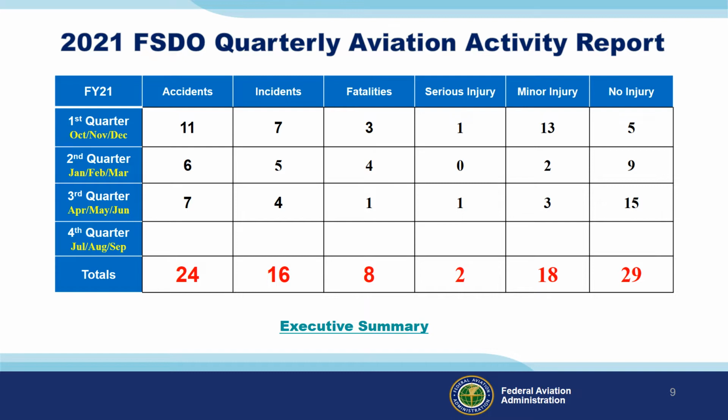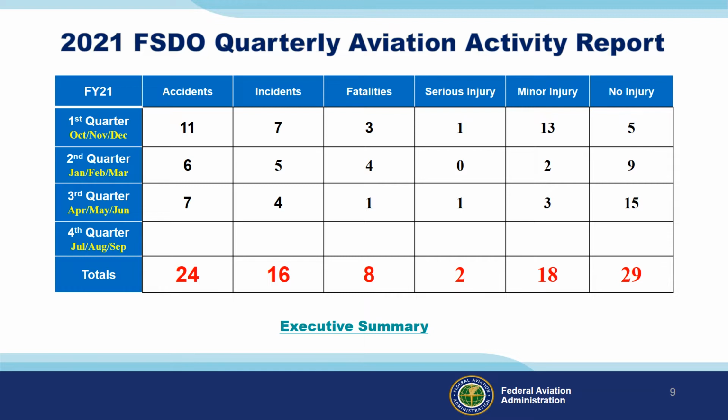The FSDO activity report chart is pretty explanatory. Here we have the 2020 quarterly breakdown of aircraft accidents, incidents, and fatalities through first, second, and third quarters of 2021, along with serious injury, minor injury, and the number of no injury. The red numbers along the bottom are the totals thus far for the year.